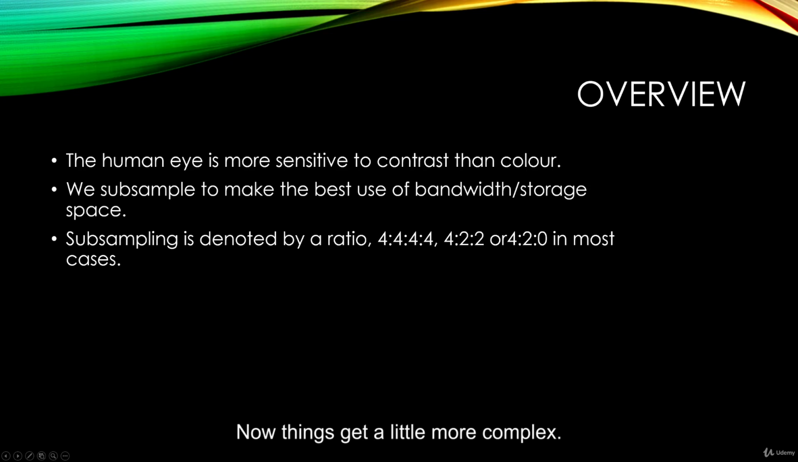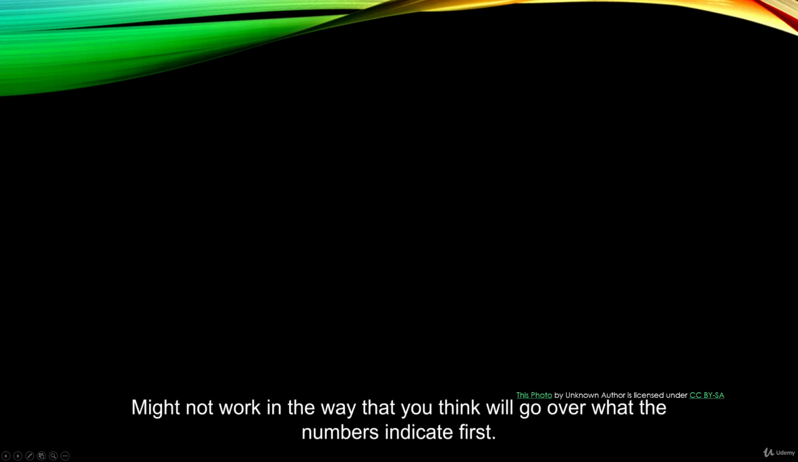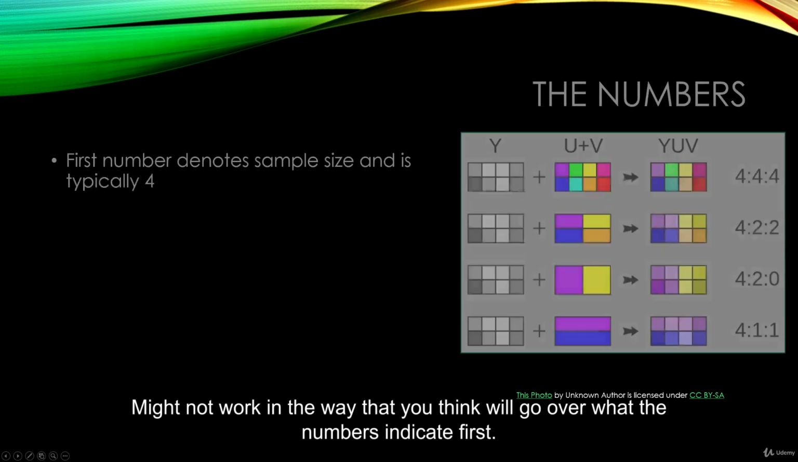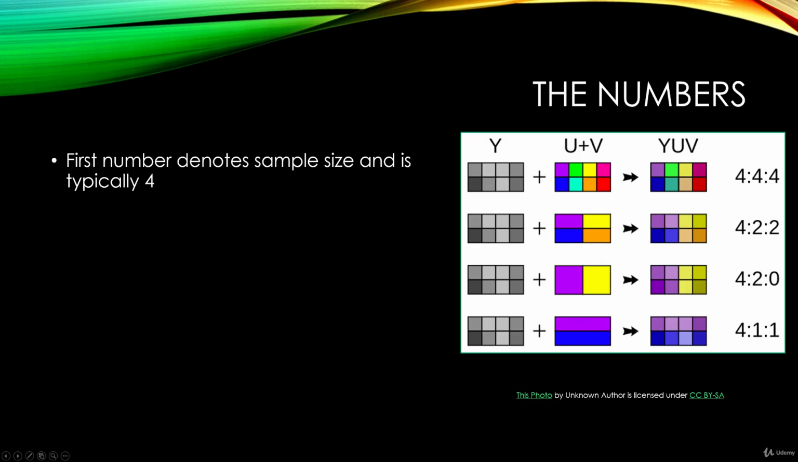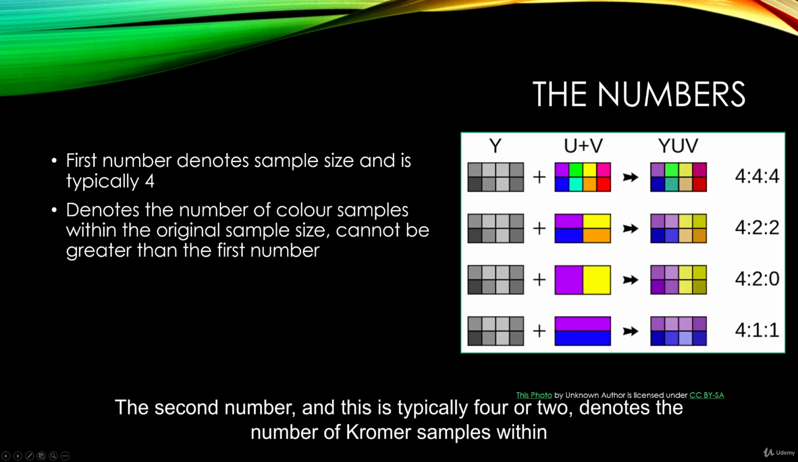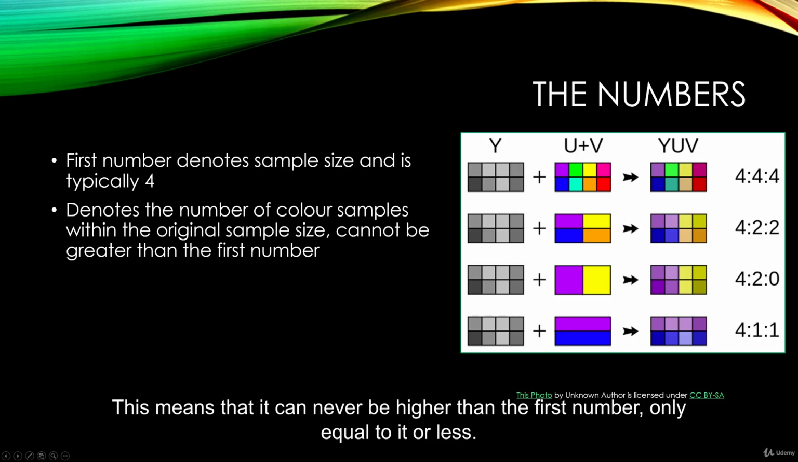Now, things get a little more complex here, as subsampling might not work in the way that you think. We'll go over what the numbers indicate first. The first number, and this is 4 most of the time, denotes the horizontal size of any given sample. The second number, and this is typically 4 or 2, denotes the number of chroma samples within the sample size denoted by the first number. This means that it can never be higher than the first number, only equal to it or less.